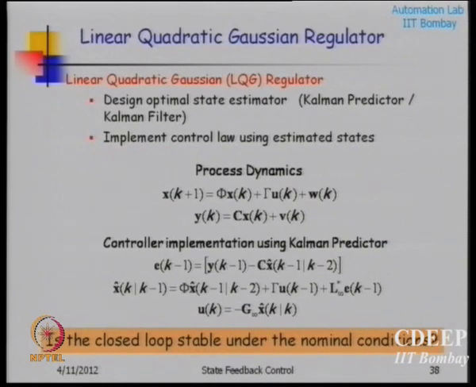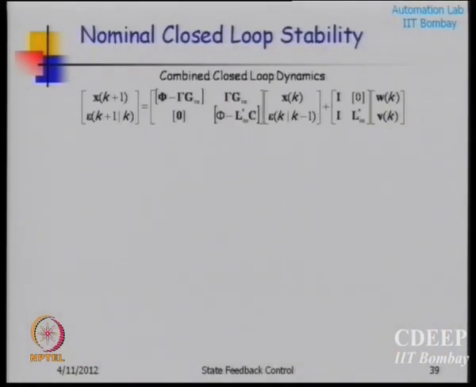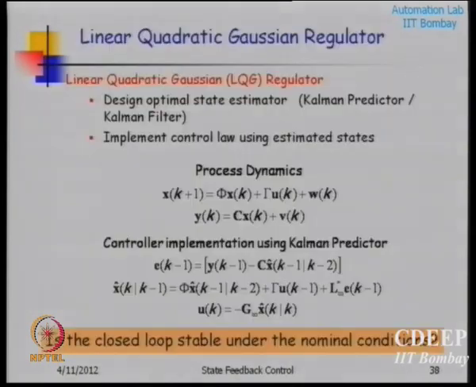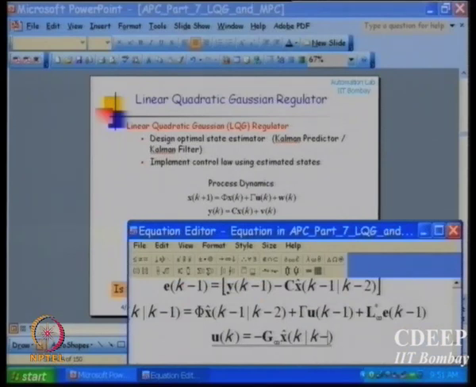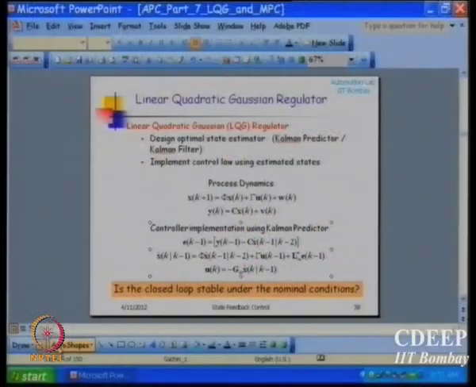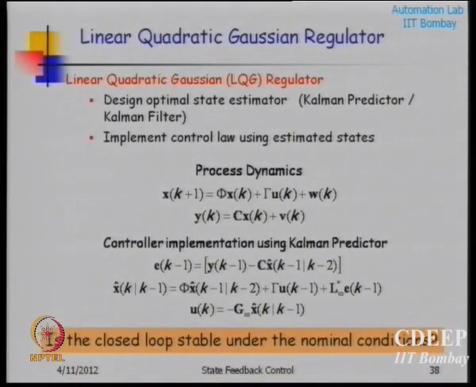I can use a Kalman filter here also. I am using Kalman predictor here just to keep my algebra simple, because the whole thing becomes easier to develop. It is not that I cannot do it with Kalman filter, I can do the whole thing with Kalman filter. Oh sorry, it should not be k given k, it should be k given k minus 1, correct.